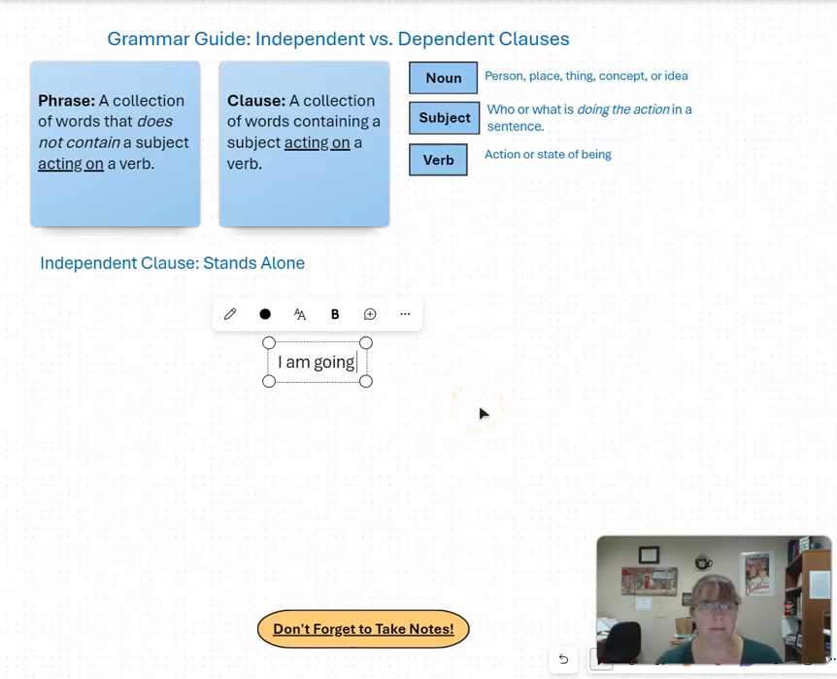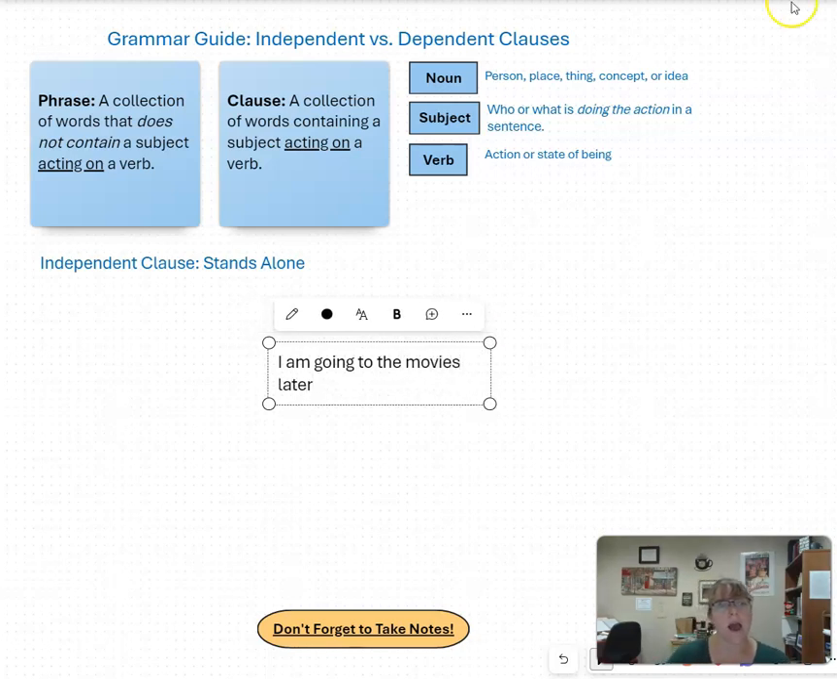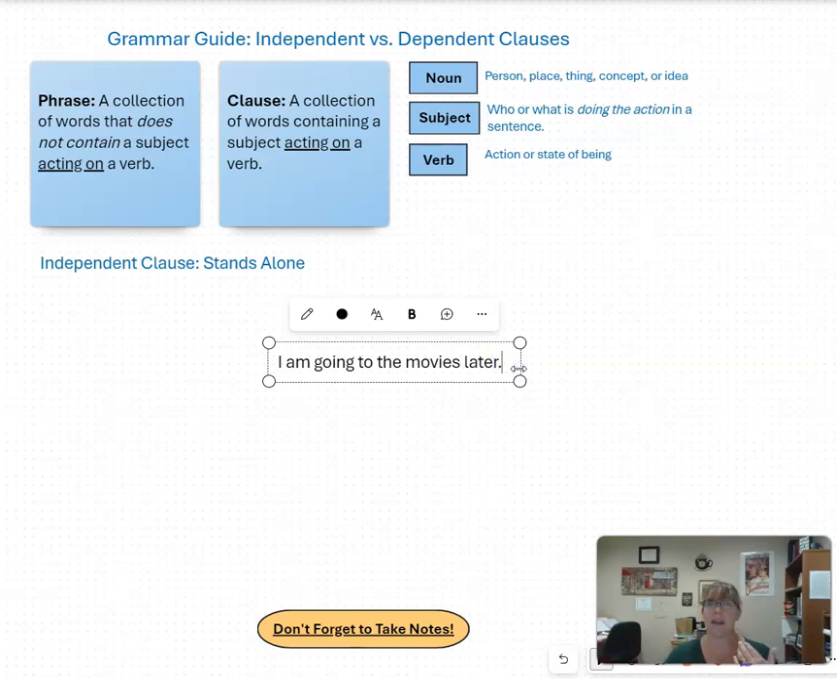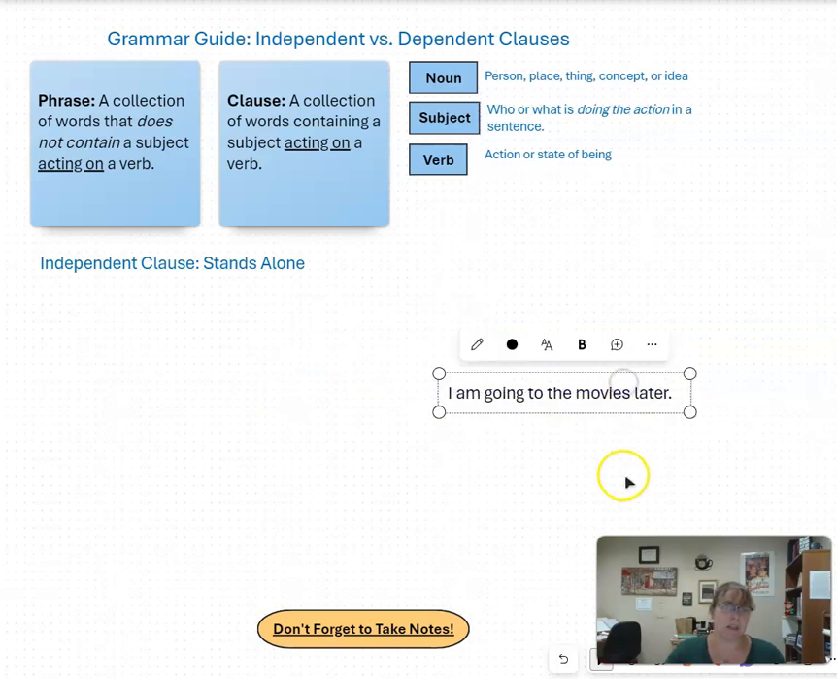I can say, I am going to the movies later, and this stands alone. It's a statement. You don't have any questions about this. You as the audience have all the information that you need to understand what I'm doing, where I'm going, when I'm doing it. Okay. This is an independent clause. It has everything it needs to function in the world.